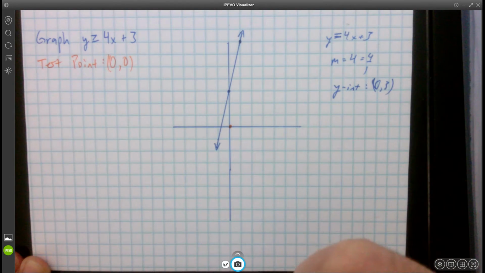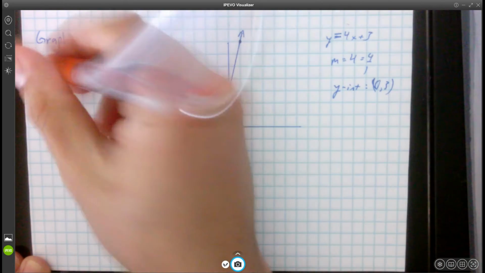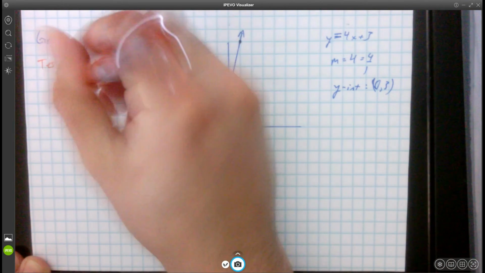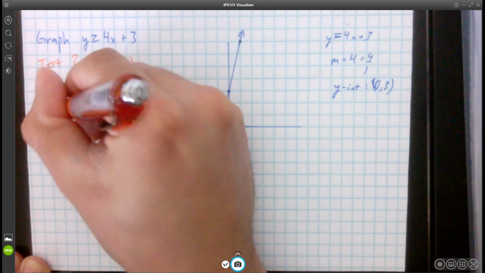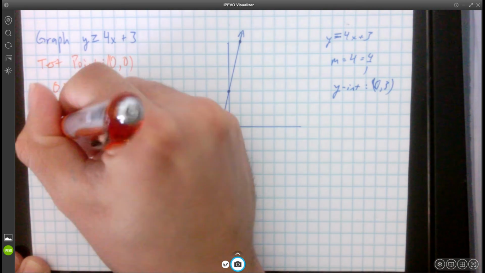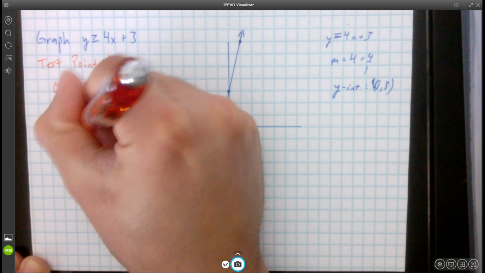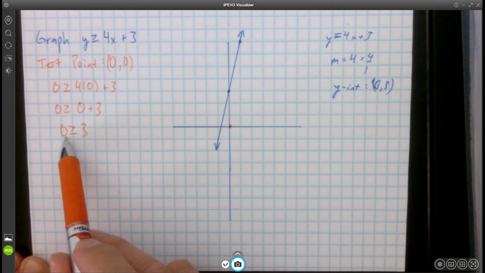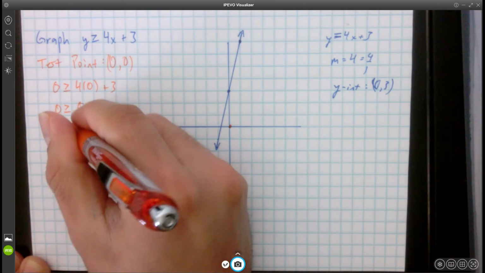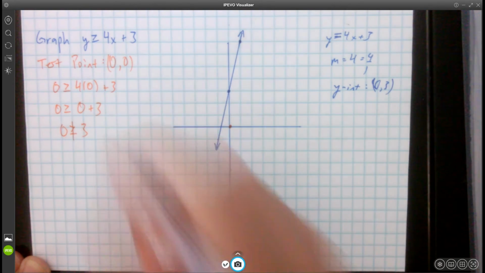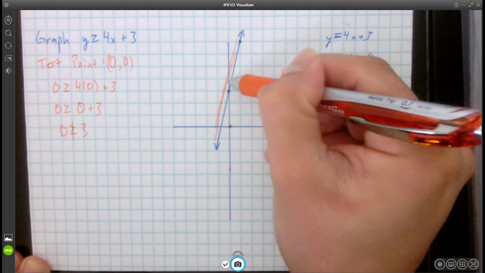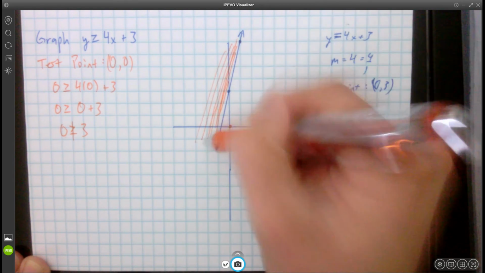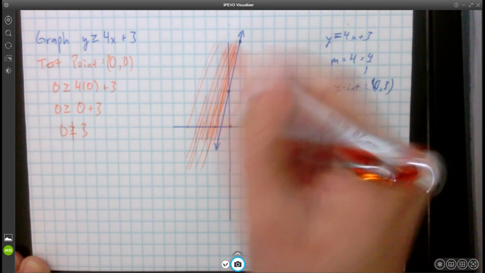Now that I have chosen my test point, I'm going to substitute it into my equation here. 0 is greater than or equal to 4 times 0 plus 3, and 0 is greater than or equal to 0 plus 3. This statement is saying that 0 is greater than or equal to 3, and this is not a true statement. Since it's a false statement, we shade in everything on the other side of my line.